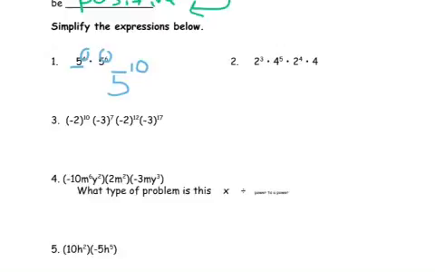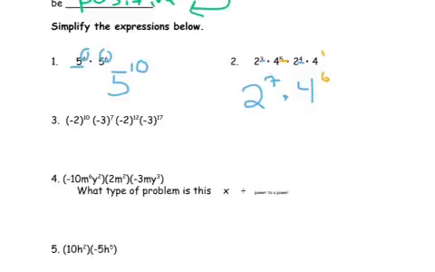For number 2, we have 2 different bases. So remember, you can only combine exponents if they have the same base. So for number 2, I would have 2 to the 3 plus 4 power, which gives me 7. Times 4 is my other base. I have a 5 plus, remember, if there's no exponent shown, put a 1 there. So 5 plus 1 would give you 6.